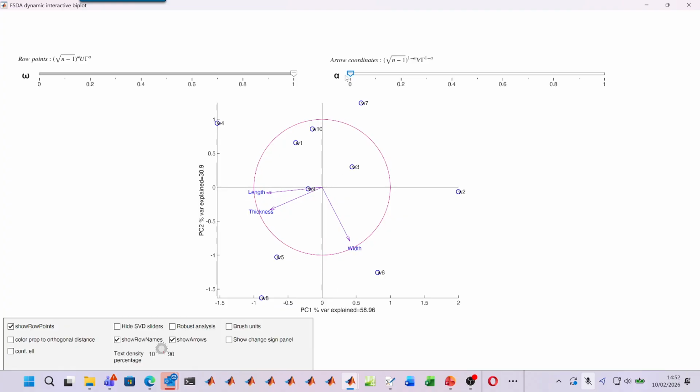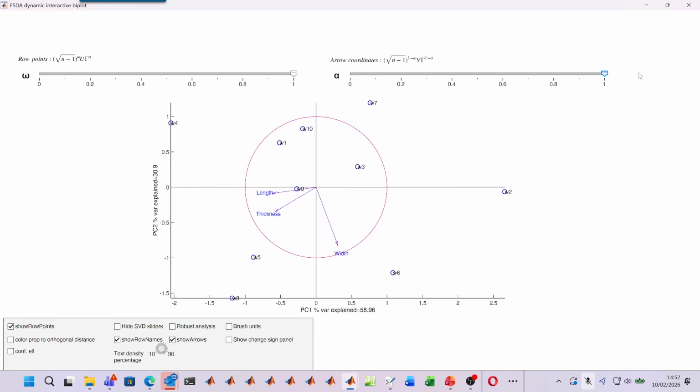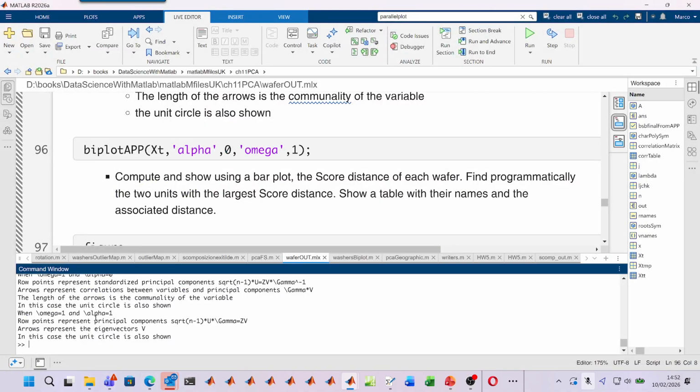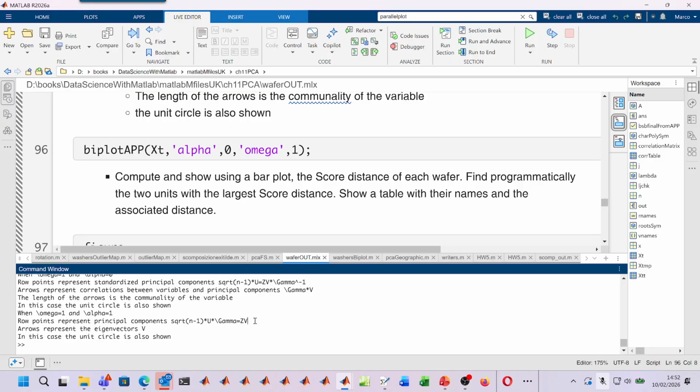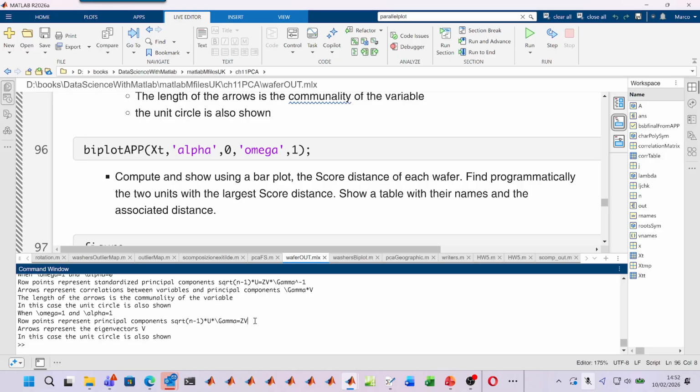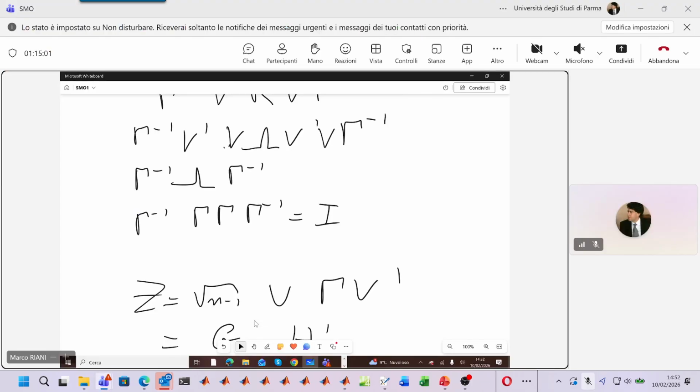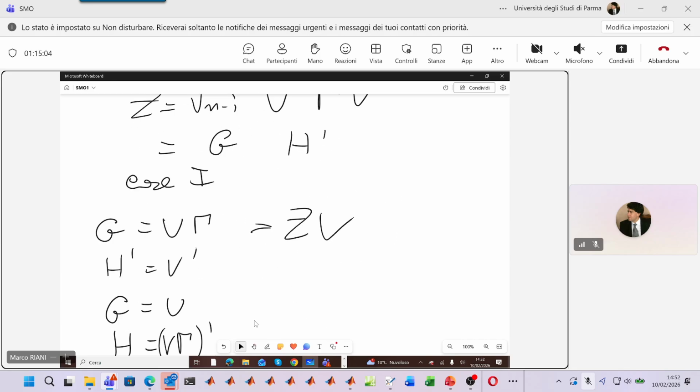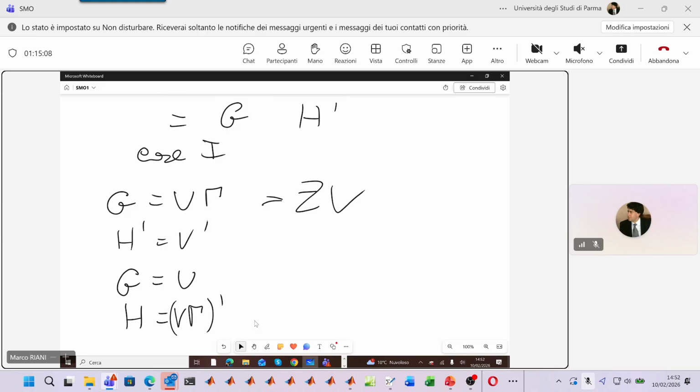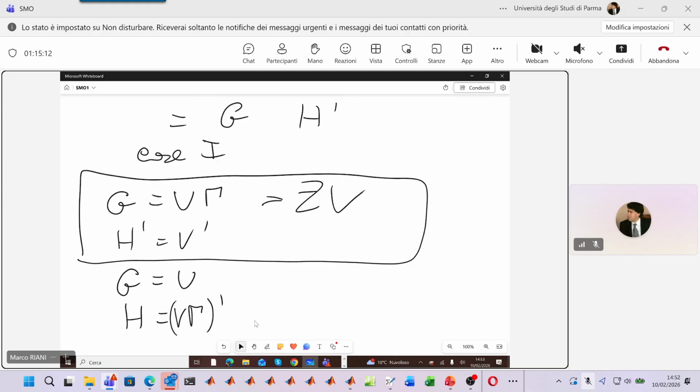On the other hand, if alpha is equal to 1, row points represent Z times V, the non-standardized principal components, and the arrows represent simply the eigenvectors. Right. The last one is this. G is equal to U times gamma, that is Z times V, and H prime is equal to V prime.